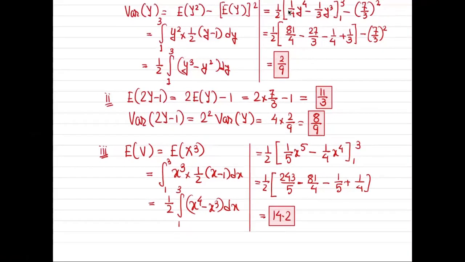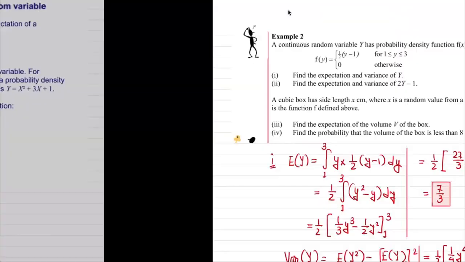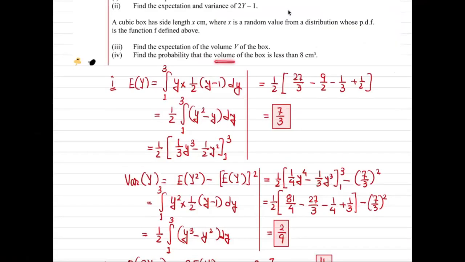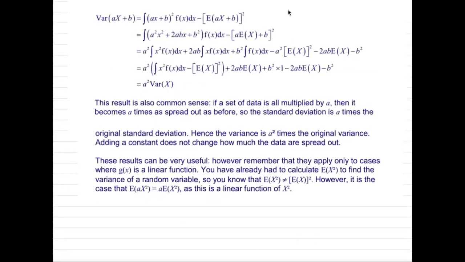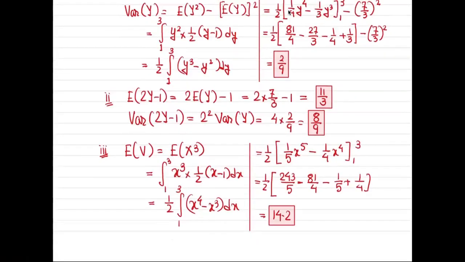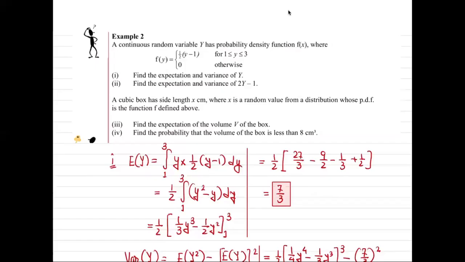Now let us move to part 4. The question is, find the probability that the volume of the box is less than 8. So we need to find the probability of V less than 8. V less than 8 means probability of x cubed less than 8. If we do cube root, that means x less than 2. X less than 2 means I have to integrate this function between 1 and 2.